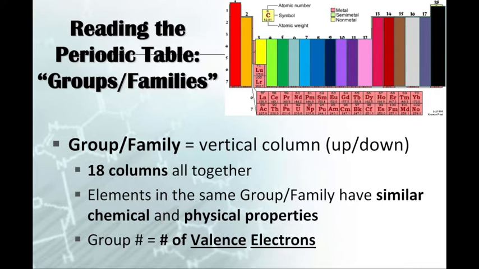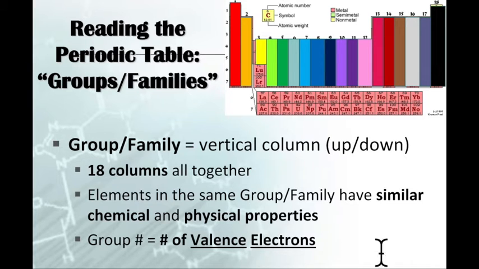When you look at the periodic table, you see groups or families. These are up and down vertical columns. There are 18 columns altogether, and elements in the same group have similar chemical and physical properties. The group number helps you know what the number of valence electrons are.